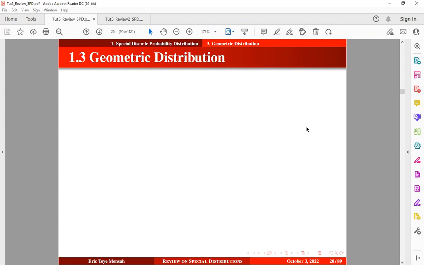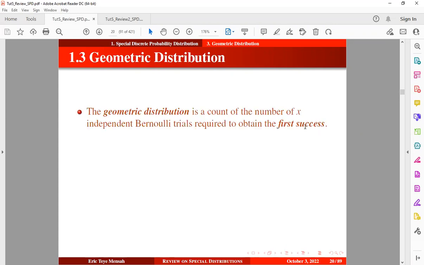All right, so the third type of special discrete probability distribution we want to consider is the geometric distribution. The geometric distribution is a count of the number of independent Bernoulli trials required to obtain the first success, with a constant probability of success for each trial. Compared to the binomial distribution, where the number of trials is fixed or predetermined and the number of successes is random, for the binomial distribution the number of successes is fixed and the number of trials is random. But the geometric distribution is the opposite.